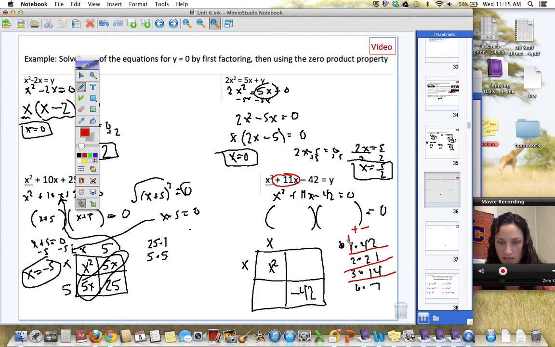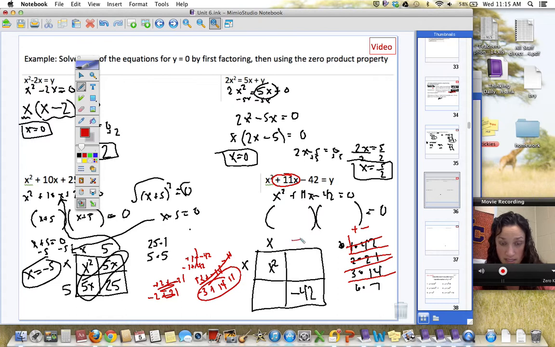So if I look at positive 1 plus a negative 42, or negative 1 plus 42, I'm not going to get 11. So this one does not work. 2 and 21, so I can do a positive 2 plus a negative 21, or a negative 2 plus a positive 21. So these, again, are not going to give me 11. If I look at 3 and 14, a positive 3 plus a negative 14, or a negative 3 plus a positive 14. So this is going to give me negative 11, and this is going to give me 11. So now I see that this works.